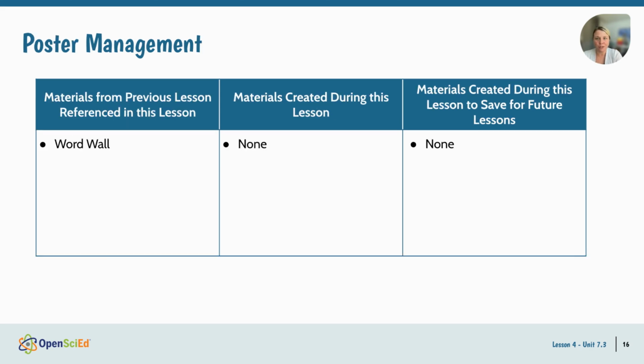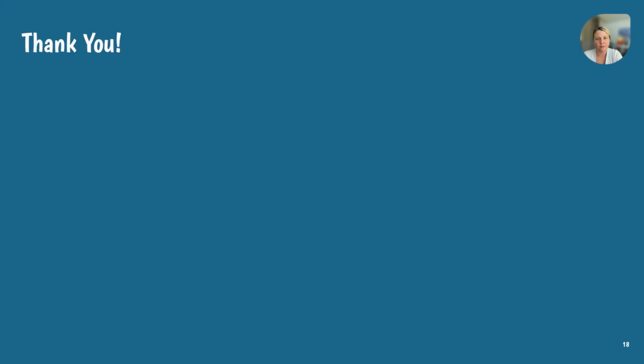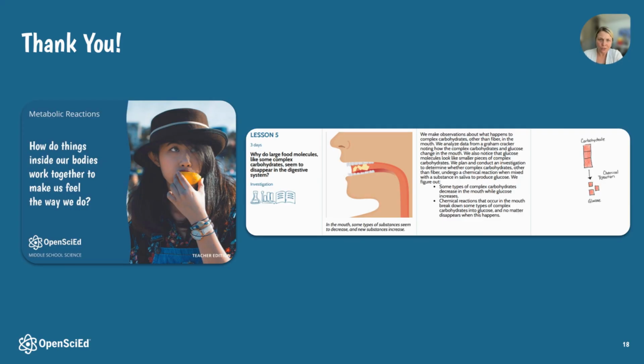In terms of poster management, pretty much the only thing that you're going to be referencing at this point is the word wall itself, and no real materials are created in this lesson that need to be revisited in future lessons. So now your students have figured out what's pretty much leaving the human body, but this gets them to think, I'm still wondering what's happening at the very beginning. So in Lesson 5, you and your students are going to go back to where it all begins and figure out what happens when you actually eat a piece of food.